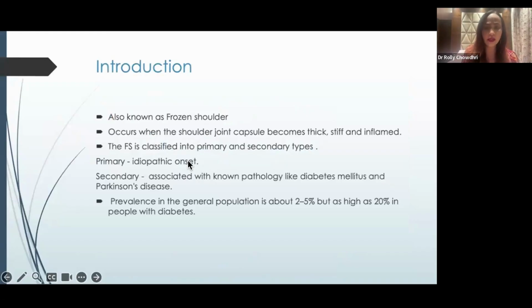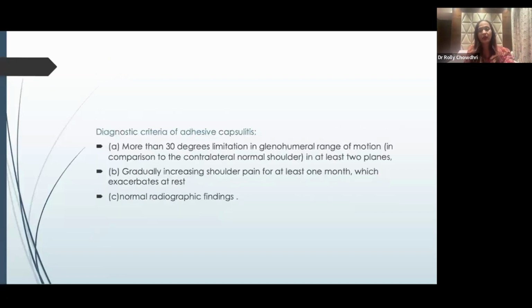First, introduction. It is also known as frozen shoulder. In layman language, it is known as frozen shoulder. It is a very common disease. Why is it called frozen shoulder? If you go to the history of this, it was one of the scientists, Duplay, who described it as scapulohumeral periarthritis.